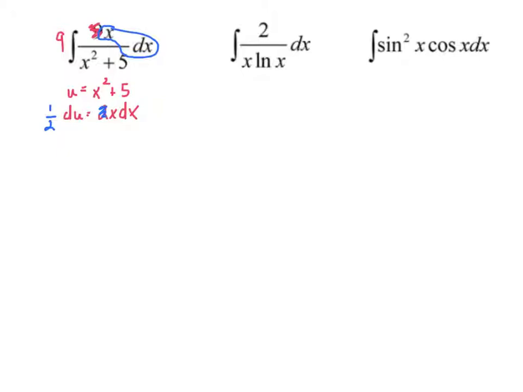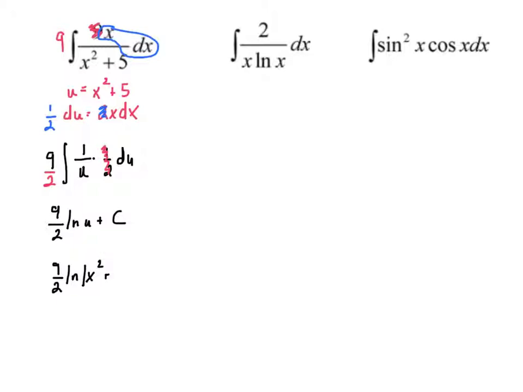So my integral will be, I'll still have the 9 out front, but then I'll have a 1 over u multiplied by 1/2 du. Bring that 1/2 out front, so now I have 9/2. The antiderivative of 1 over u is natural log, so I have 9/2 natural log of u plus c. And go back to where we started. So x squared plus 5. I guess I wouldn't really need absolute value here because x squared plus 5 will always be positive. But here we are.